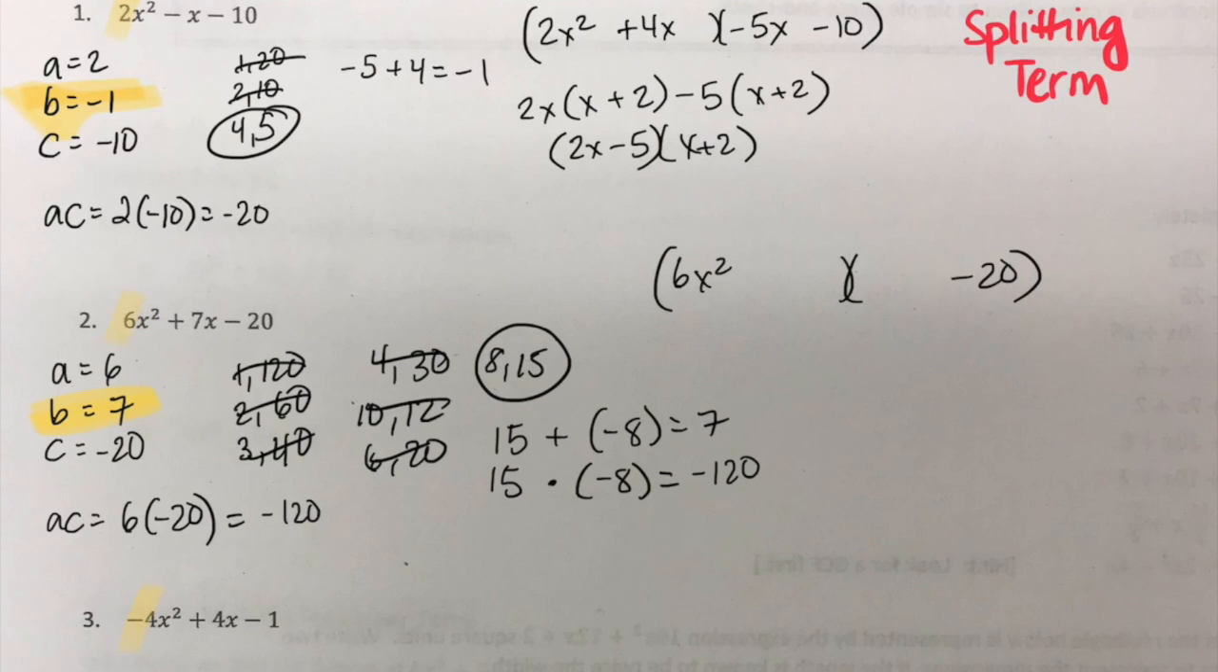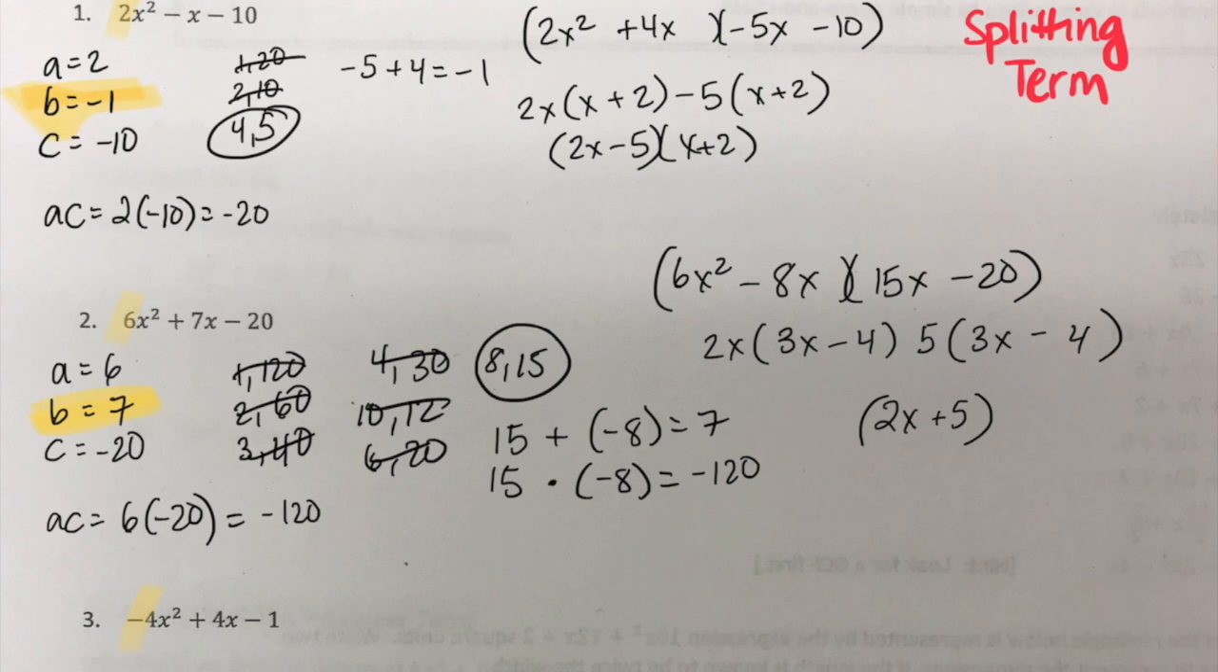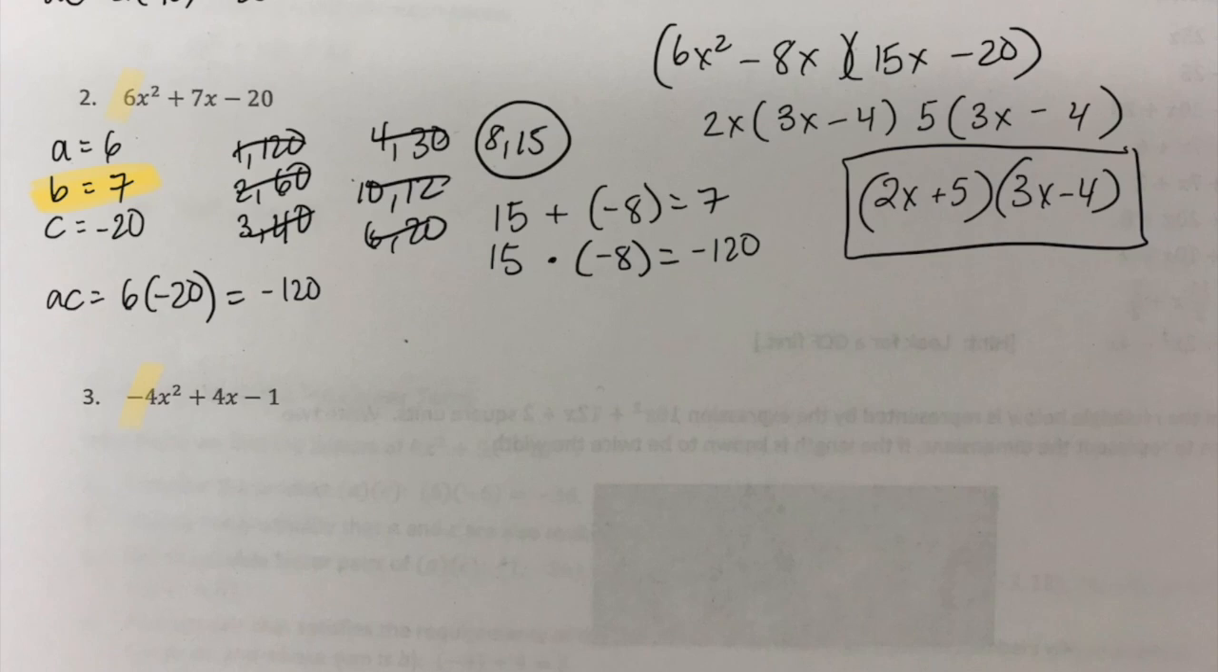Go ahead and split the term and group them into 2 binomials. And then factor out the GCF for each binomial. Regroup them, and you have your answer. This last one's especially tricky because you have 2 negatives at each end. -4 is an A and a -1 is your C. Go ahead and follow the same steps.